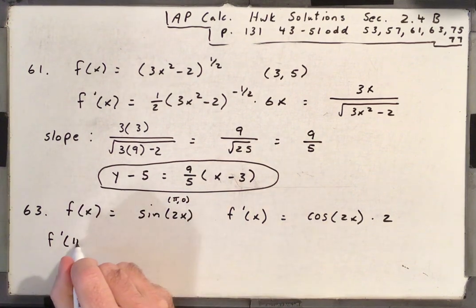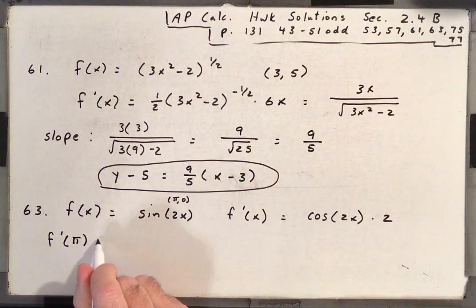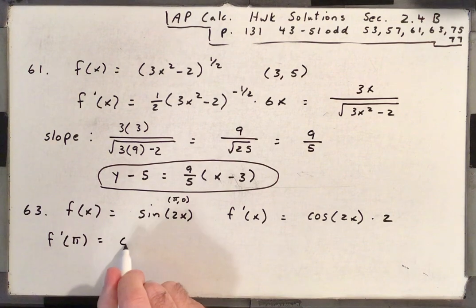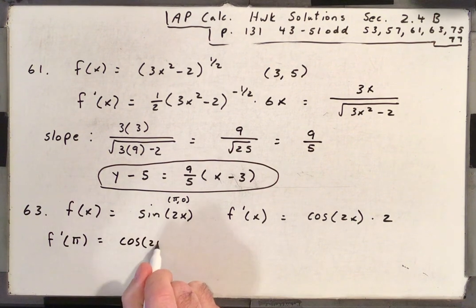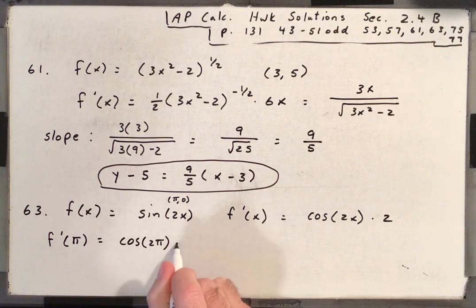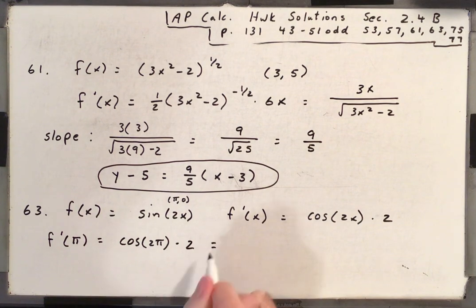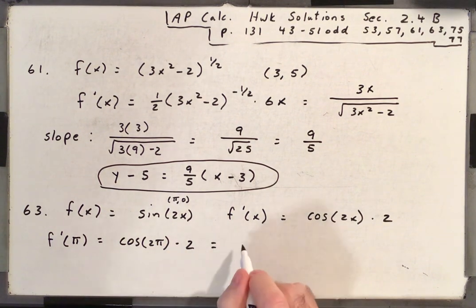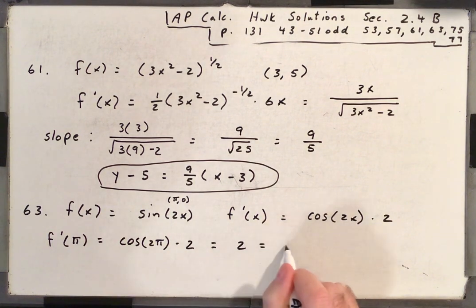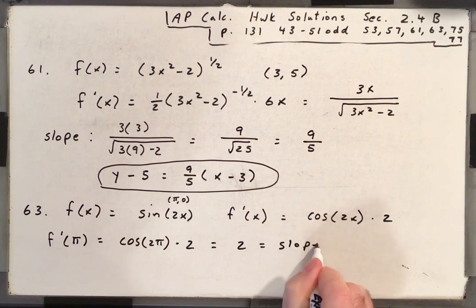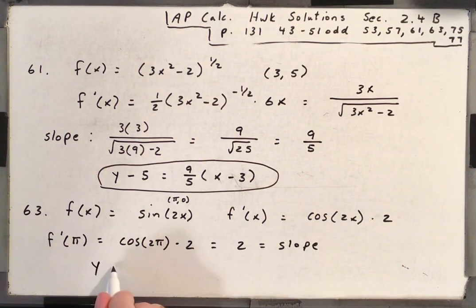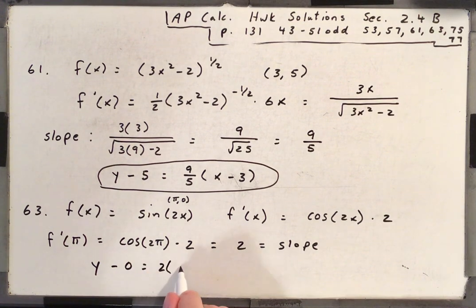So f prime of pi would give us the slope. So that's cosine of 2 pi times 2. The cosine of 2 pi is 1. So 2 is equal to our slope. So I've got y minus 0 is equal to 2 times x minus pi.